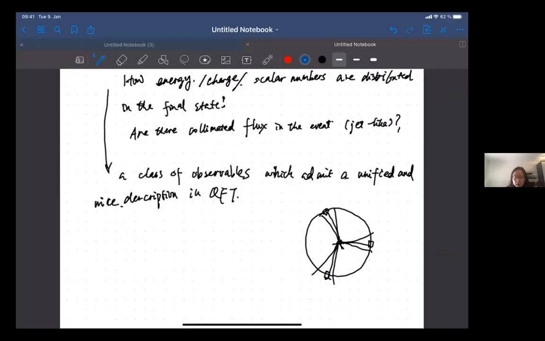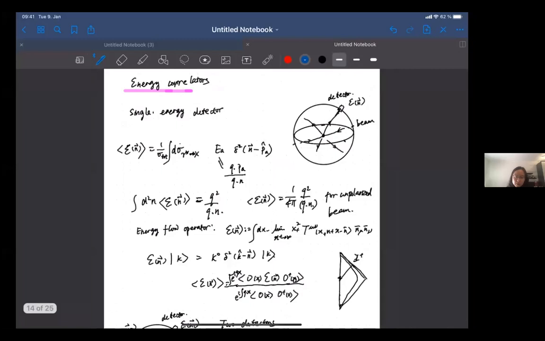So there is a close connection between the event shape observables and the central subjects in the CFT study, namely the conformal bootstrap and OPE. This kind of observable serves as a bridge between experimental studies and the formal studies of CFTs. So I will start with the precise definition of the energy correlators.